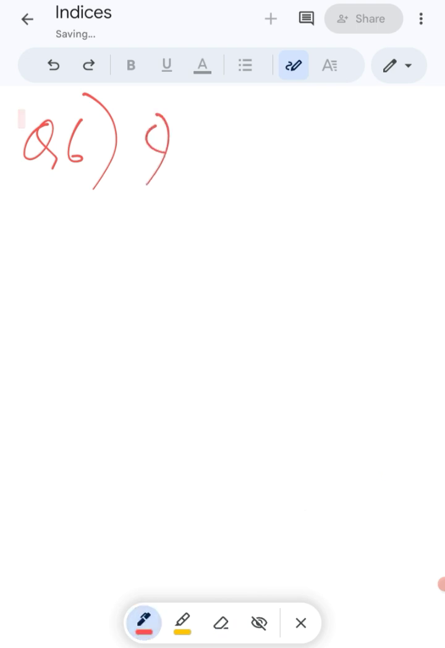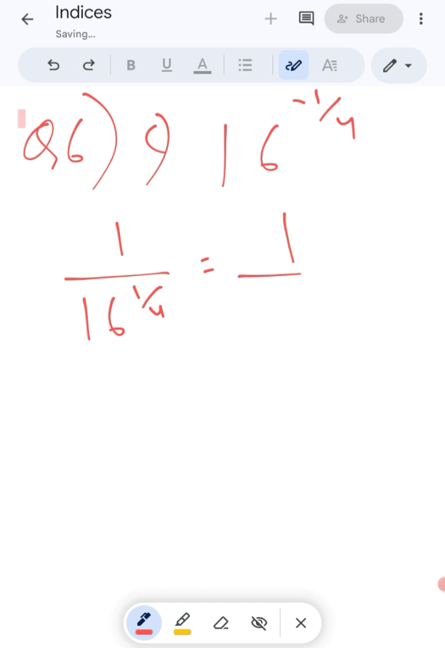For part C, it says 16 raised to the power minus 1 upon 4. Now, we have studied this previously as well, that if it's written minus 1 upon 4, I need to convert that power into a positive power, right? So what I will do is put it as 1 upon 16 raised to the power 1 upon 4. Now, I will put that in the root form and put 4 over here.